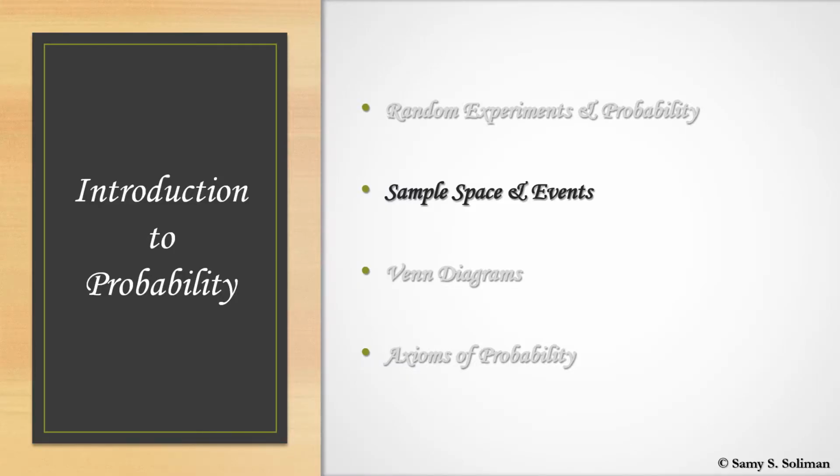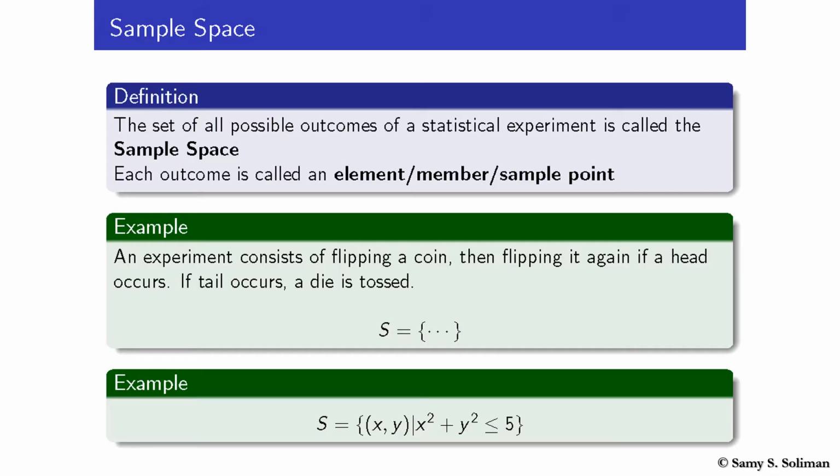Let's now focus on sample space and events. A sample space is defined as the set of all possible outcomes of the random experiment. So, as we mentioned earlier, a random experiment has many outcomes from which we are not sure which one of them will arise. However, we know all the possible outcomes. The set of all these possible outcomes is what we call the sample space. And each of the outcomes of such experiment is called an element, a member, or a sample point.